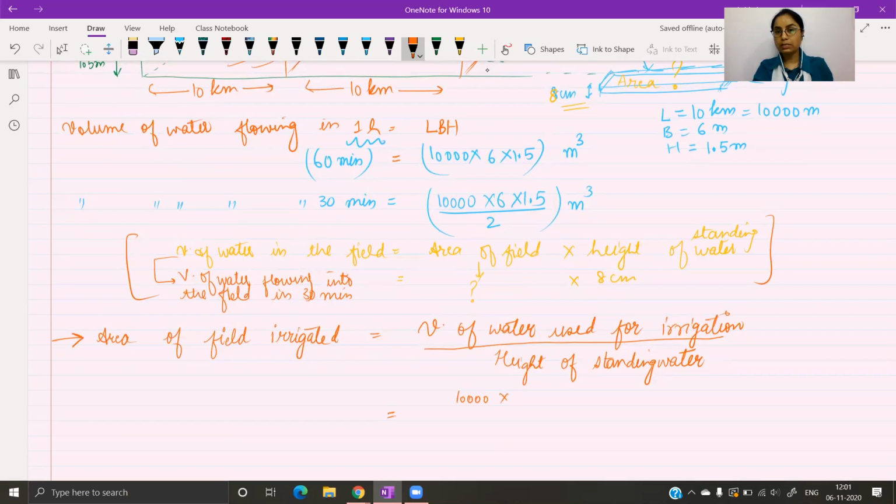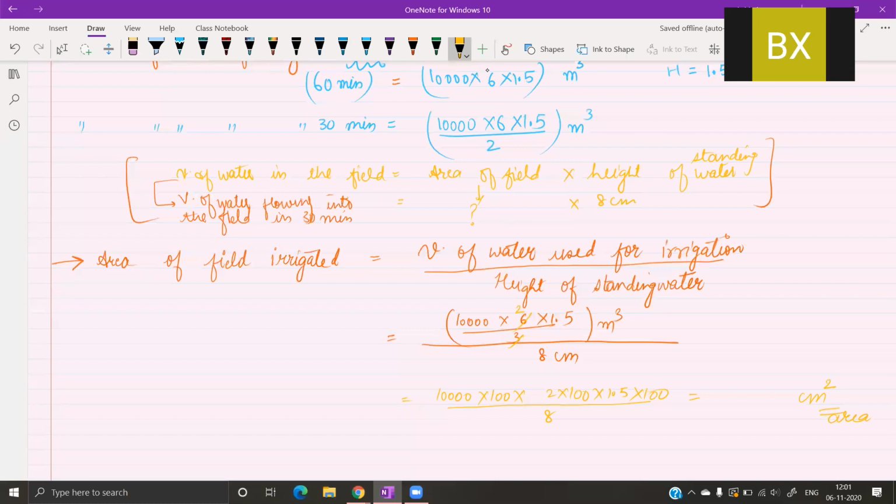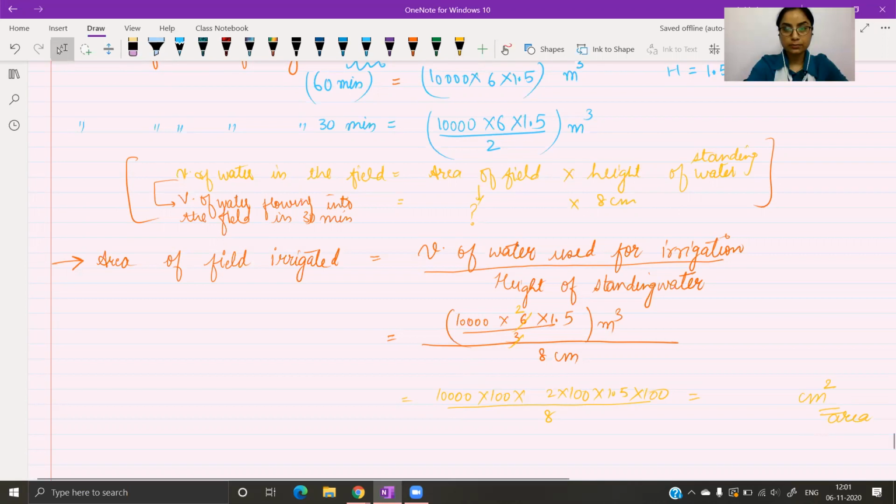This is 10,000 multiplied by 6 multiplied by 1.5 over 3. This is in cubic meters, and the height of the water is 8 centimeters. Now you can convert the units here and then solve. Conversion karni hai. Each of these units will be converted into centimeters. So do this carefully. This gets converted into 2. We have 10,000. And then solve. The answer will be in centimeter square because it's area. Simplify and obtain your answer.